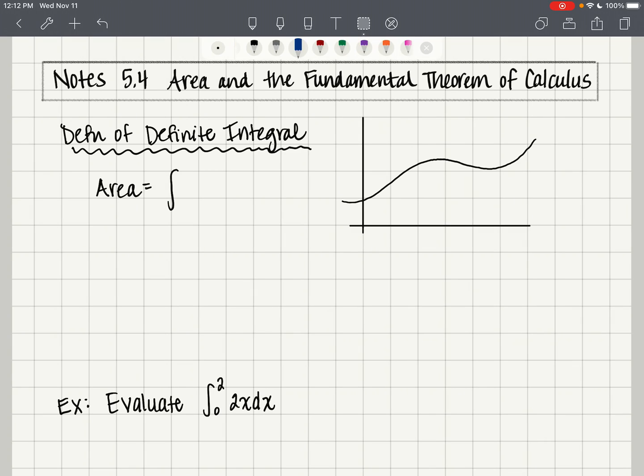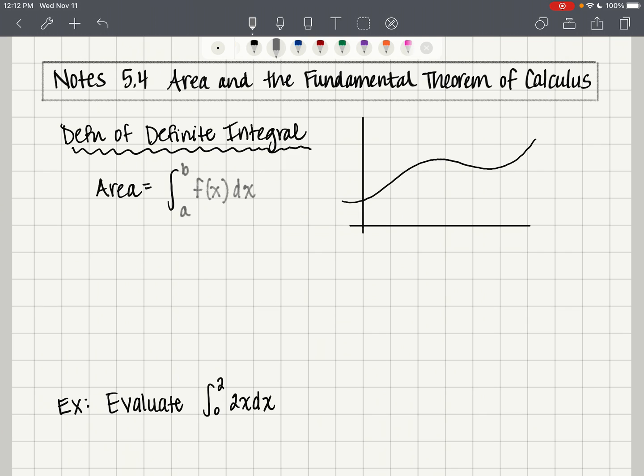We're going to learn about area and the fundamental theorem of calculus. First, let's talk about the definition of a definite integral. The definition of a definite integral involves the area. So area is going to be equal to the definite integral from a to b of f of x dx.